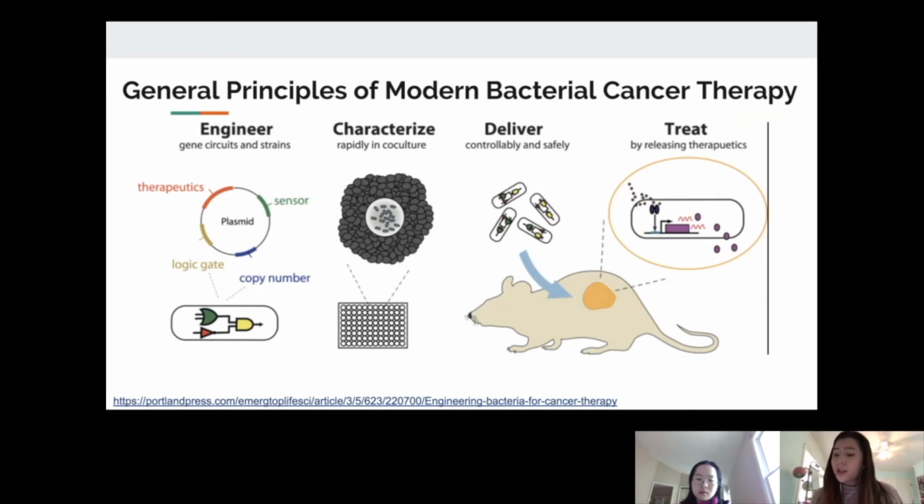Bacteria are in general manipulated by synbio design and introduced by plasmids or other genetic transformation. Then in vitro co-culture systems, which we will discuss in a second, are used to characterize and develop effectively engineered bacteria. To safely deliver therapeutics to the tumor, bacteria are engineered to sense and respond to a tumor microenvironment using synthetic gene circuits. And then these therapeutics are locally released using potentially toxic molecules and immune stimulators.